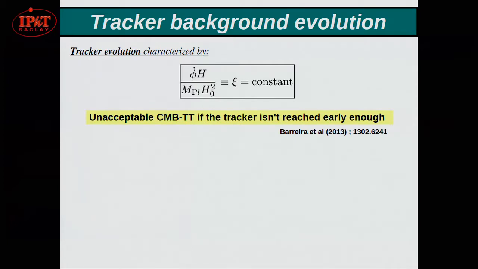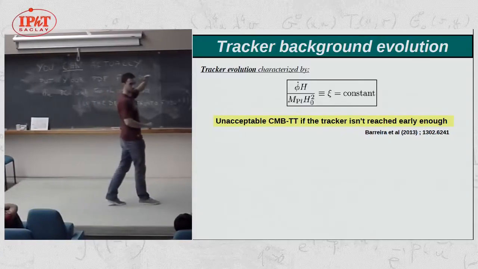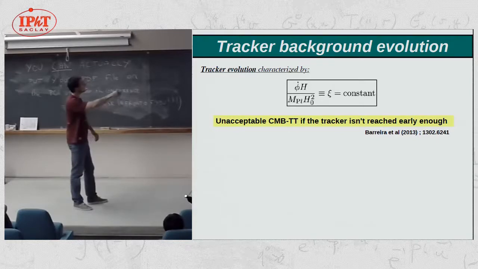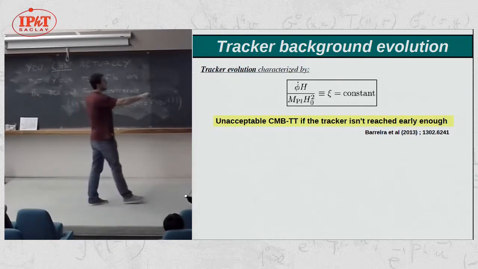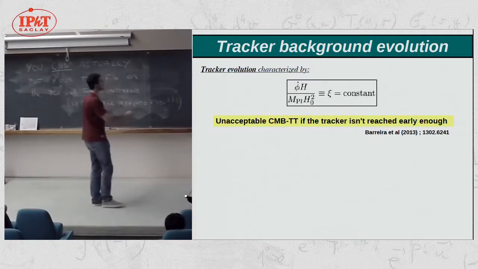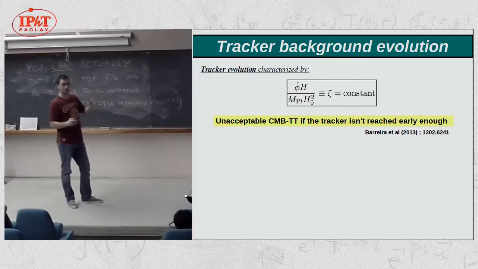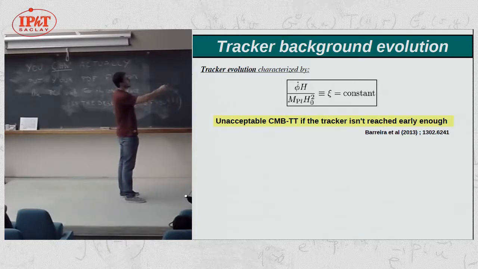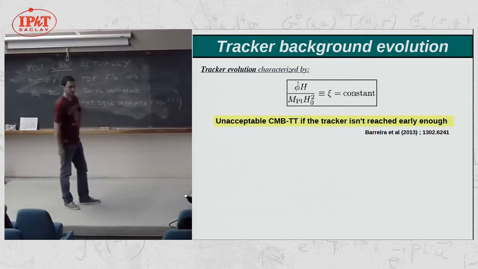This model has the so-called tracker background evolution, where there's a range of initial conditions for the background field that eventually merge into an evolution characterized by phi dot times H equal to a constant. This traces back to a paper by myself and Barreira and others a couple of years ago, in which we found that if the Galileon model is to have any chance at fitting the CMB temperature power spectrum, then this tracker evolution must be followed sufficiently early. Sufficiently early means at least before the acceleration begins.